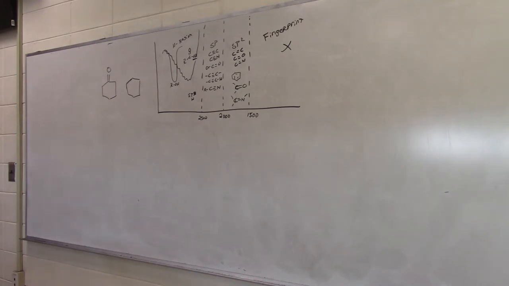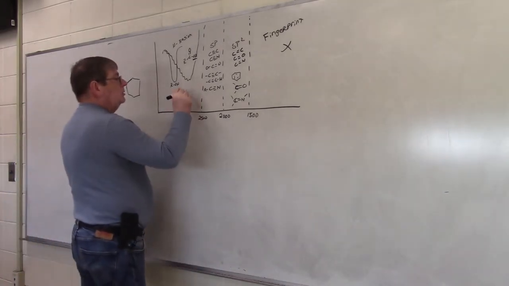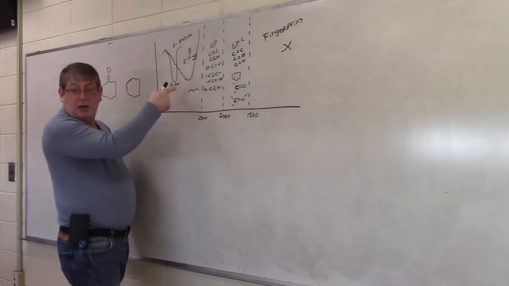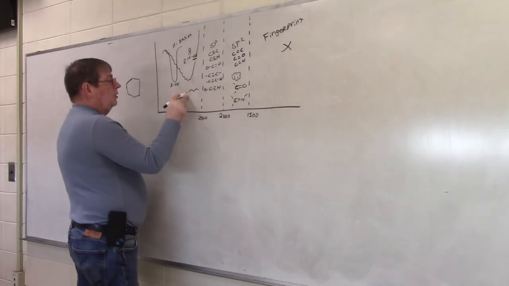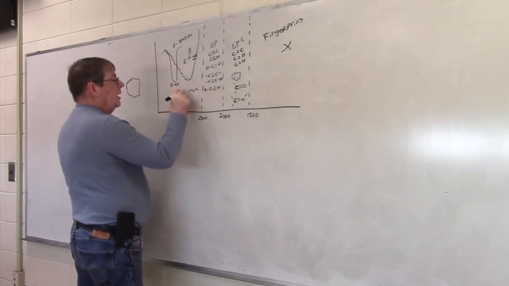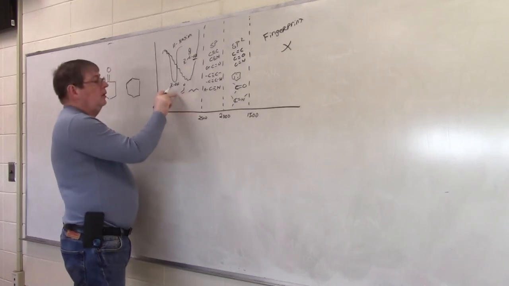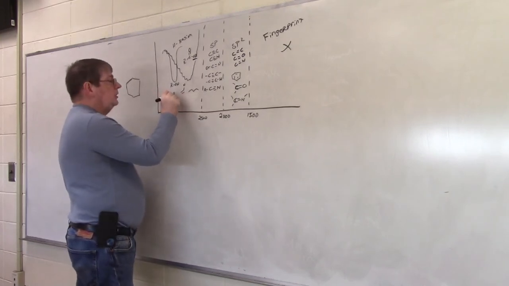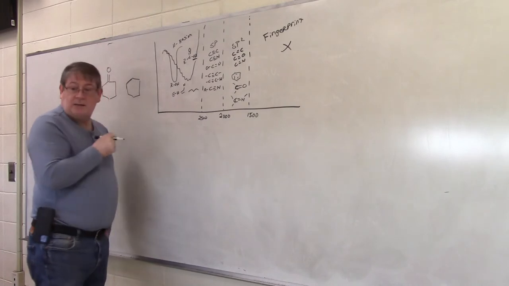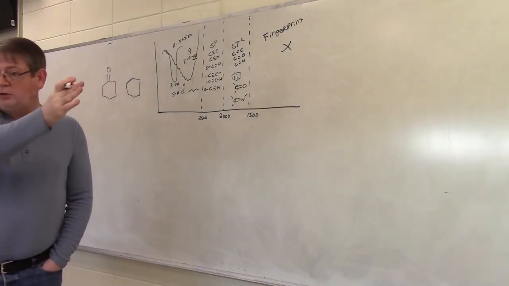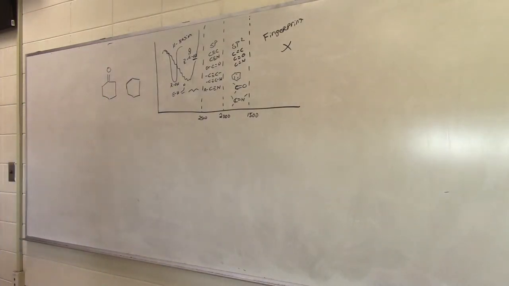Is that the sp3 hydrogen? Mm-hmm. So like a hydrogen attached to sp3 hybridized carbons. And then a little further to the left will be hydrogens that are attached to sp2 hybridized carbons. And a little further to the left will be hydrogens that are attached to alkynes. Right, so they kind of move a little bit to the left as you go.